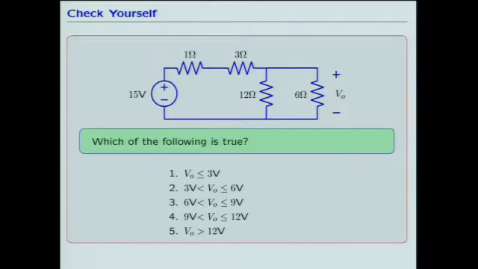Okay, so last problem. Using those kinds of ideas, think about how you could compute the voltage V0 and determine what's the answer.